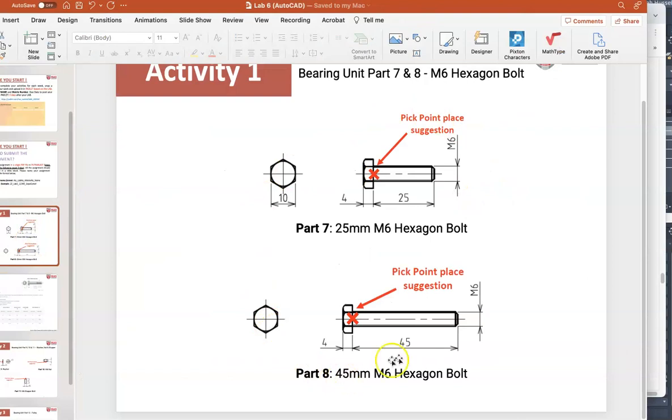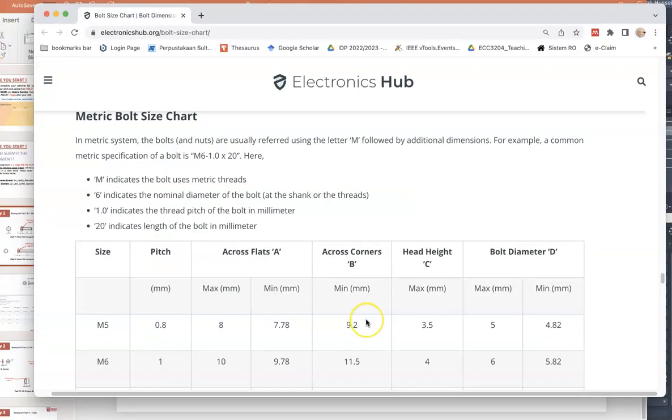So now let's take a look at what we need to draw, which is the part 7, 25 millimeter M6 hexagon bolt. We are given the length of this bolt over here, which is 25, and we know that it is M6. So how should we describe this hexagon bolt? It would be M6-1.0 times 25, which indicates the length of the bolt in millimeter.